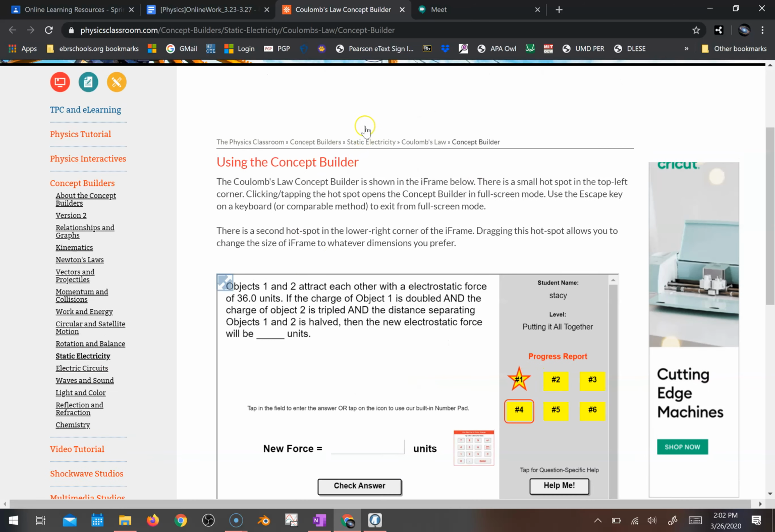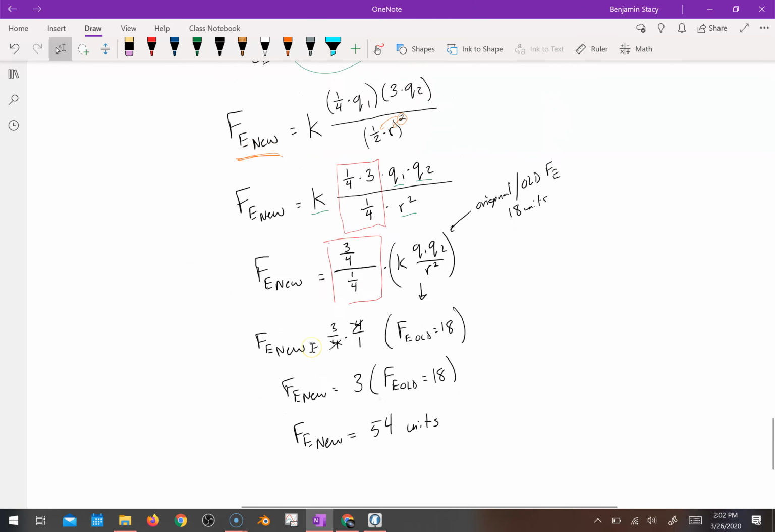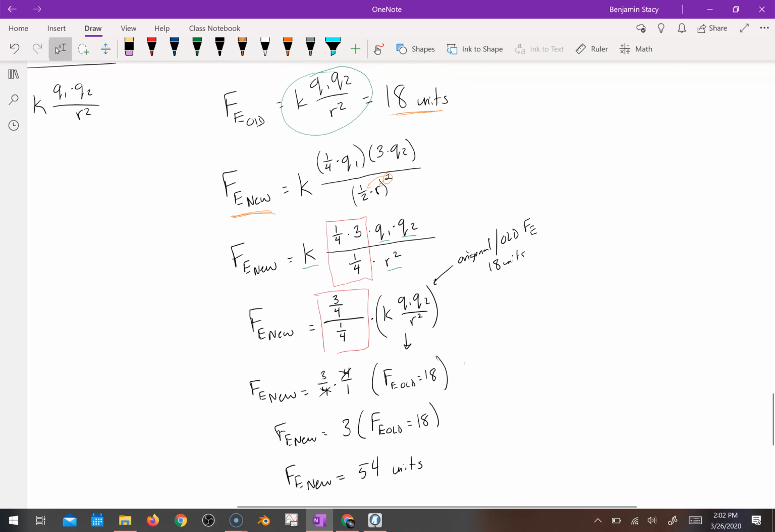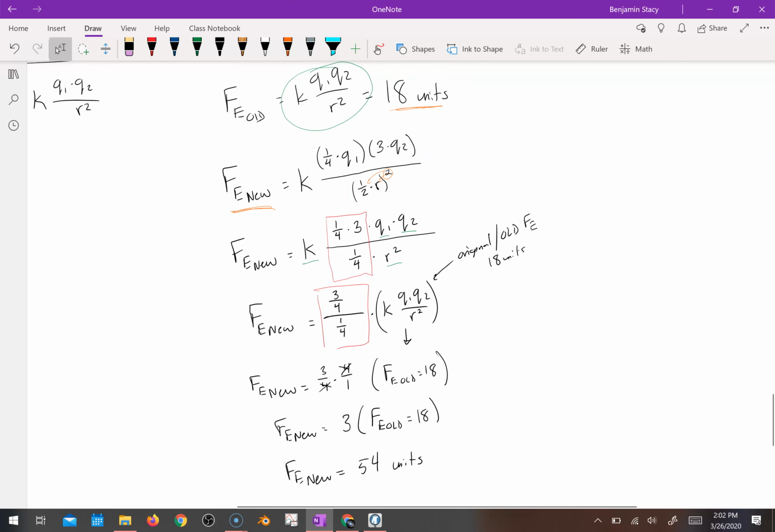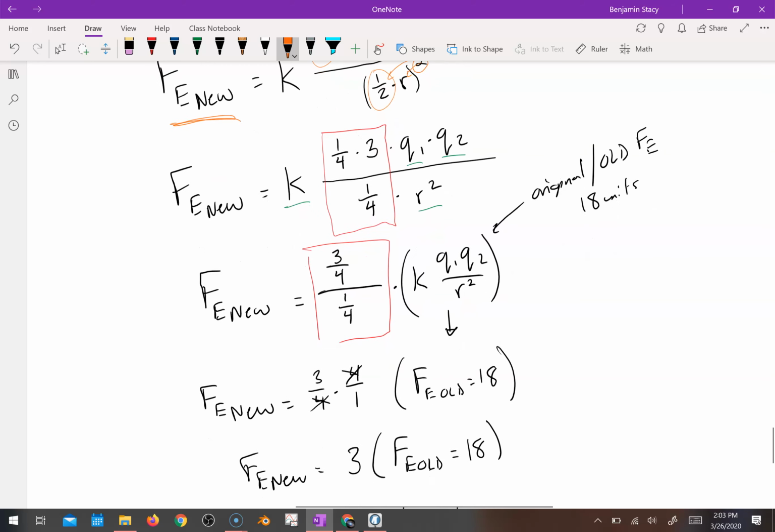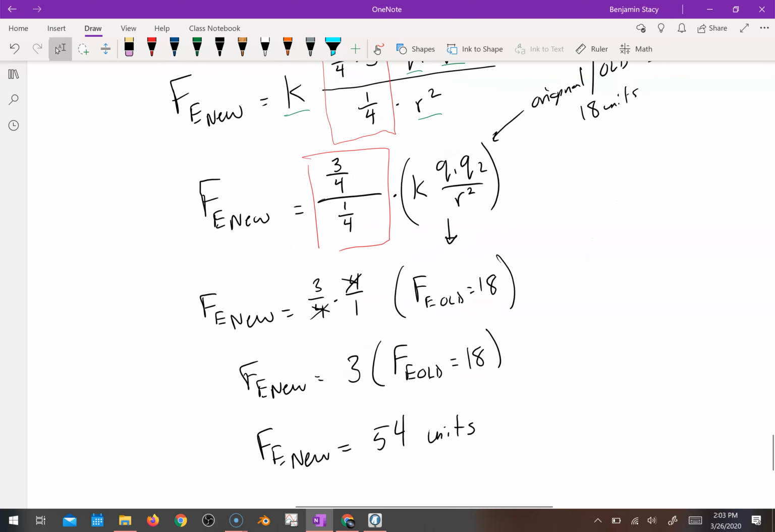This Coulomb's law interactive is good for what we call factor change problems, thinking about how changing certain things, like the charge and the distance between these objects, affects the total amount of force. A good way to look at it, I think, is to draw in those coefficients, in this particular example 1/4, 3, and 1/2, and then pull those coefficients out to the front to see how it overall affects the new force.